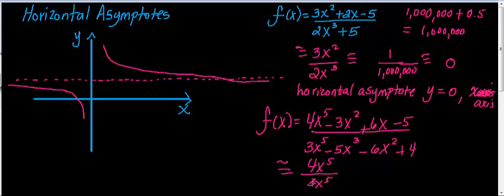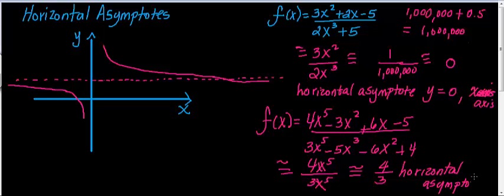If x is very large, remember, very, very large, 1,000,000 to the 5th power. In this case, since I have the same degree in both numerator and denominator, I can say this approaches 4 over 3 because I can cancel these two out. So this will be my horizontal asymptote. This will be the value that my function approaches when x is very large.